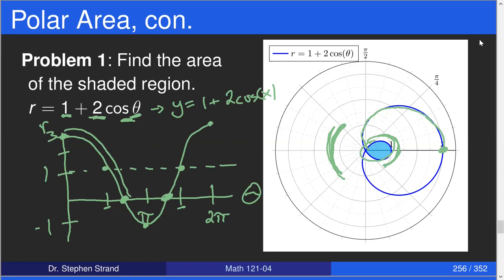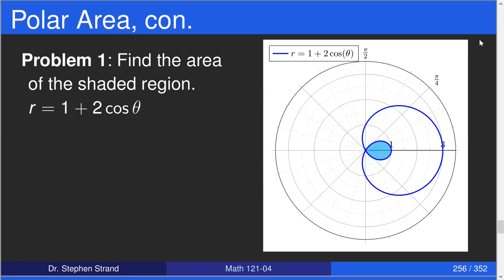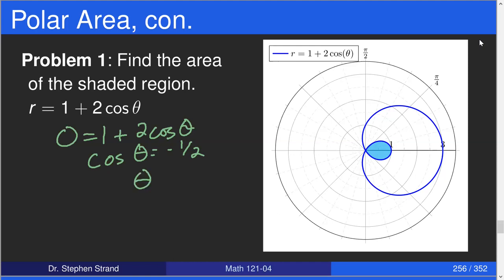So what we need to know is, what are these points? When does 1 plus 2 cosine theta hit 0? So let's actually just set that up. We want to know when the radius is 0 because we inspected the rectangular graph. So solving this, we get cosine of theta should equal -1/2. So you can check that on a calculator or Desmos, or you can use your knowledge of the unit circle, which I'm sure is quite extensive and impressive.